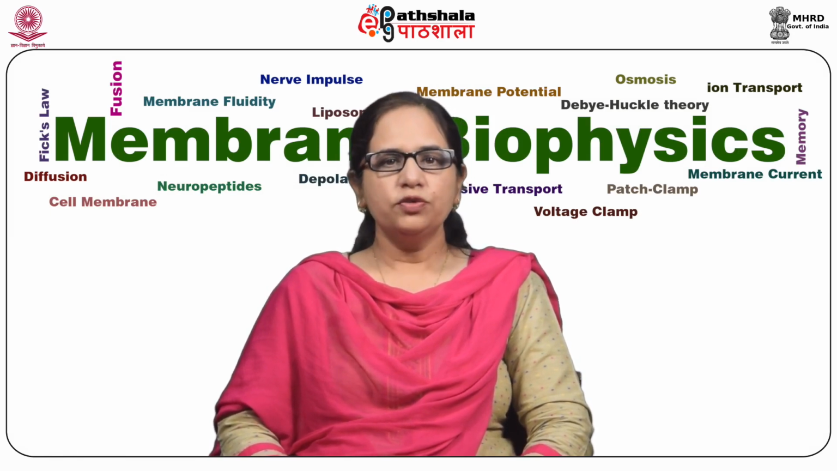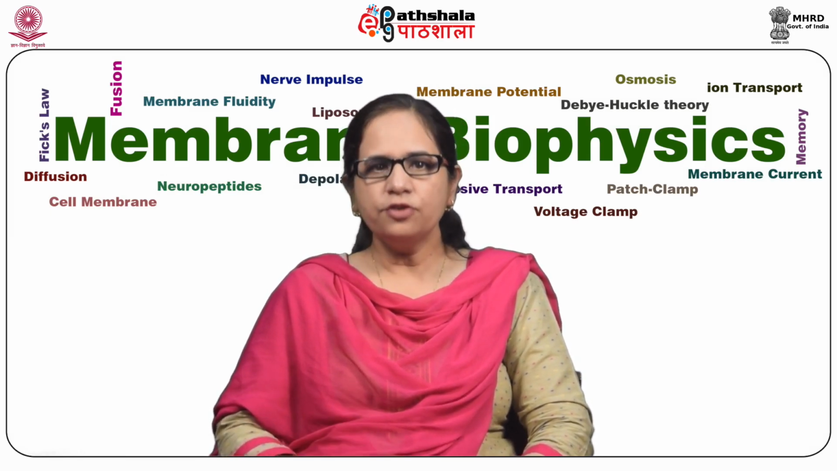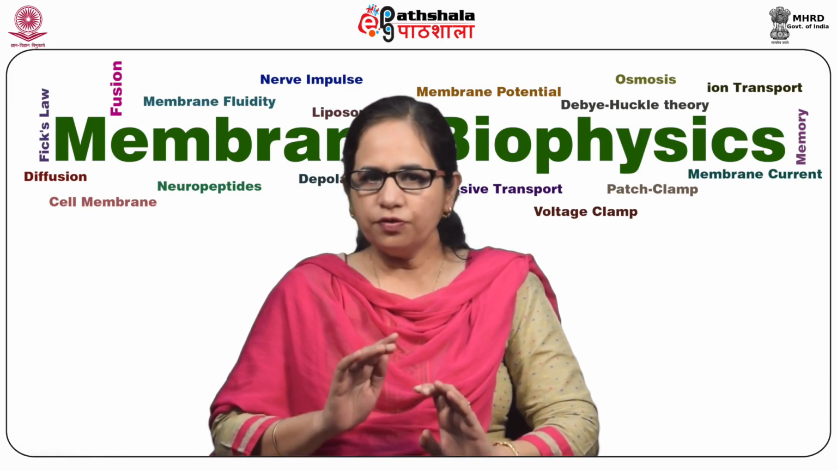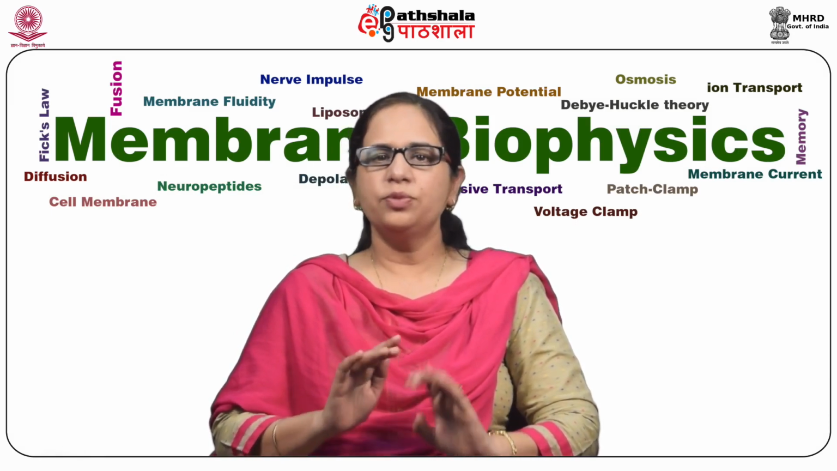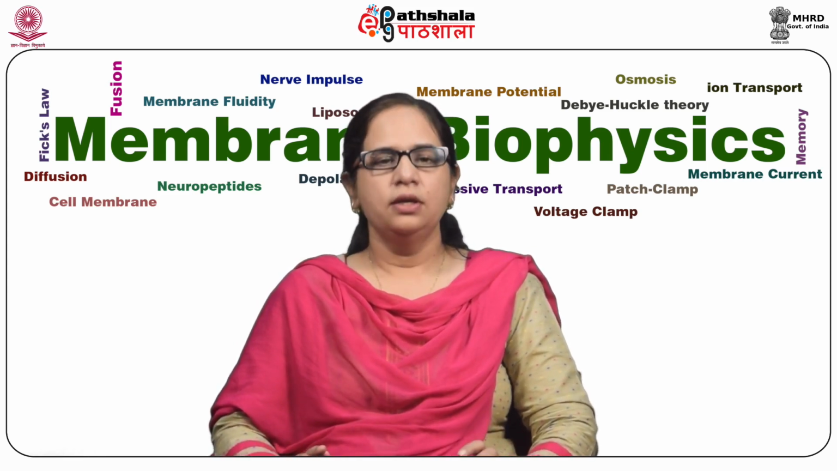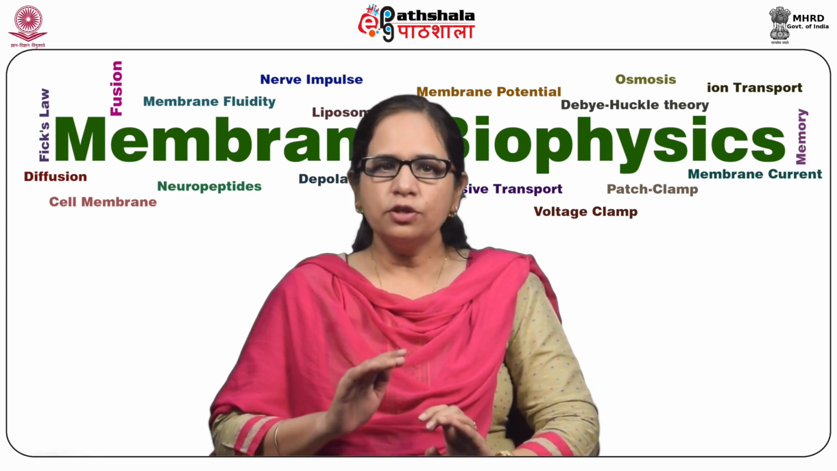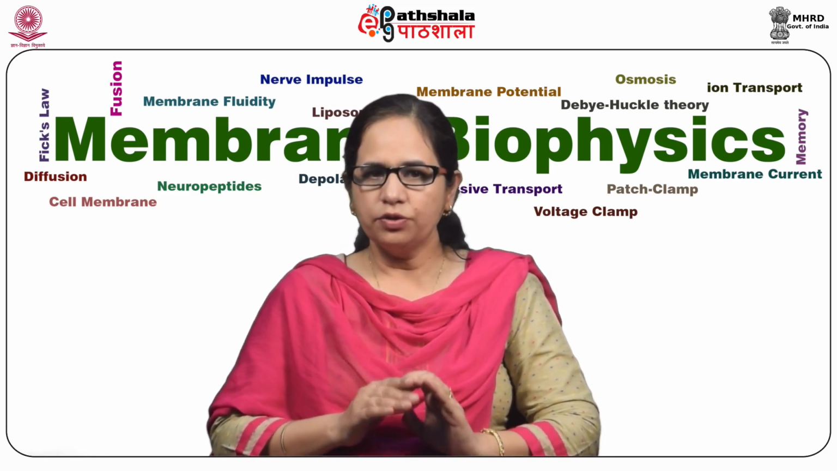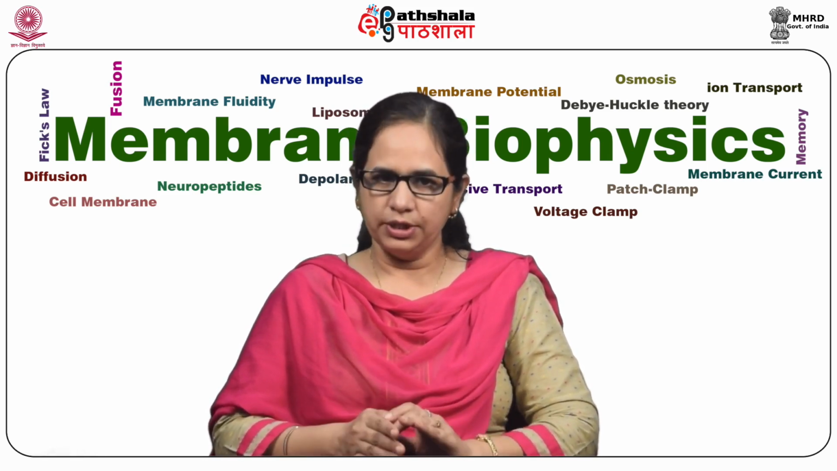The normal value of the membrane potential is necessary for many physiological processes. For example, generation of normal action potential in neurons, influence of the value of the membrane potential on the activity of the electrogenic transport proteins, and stimulus secretion coupling in pancreatic beta cells.